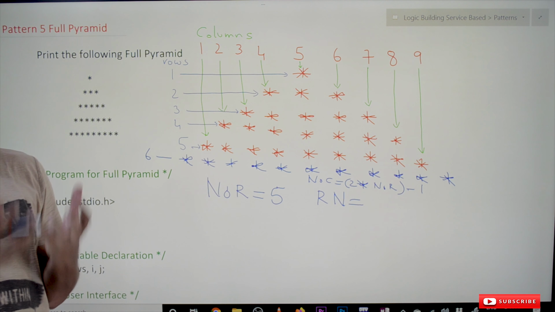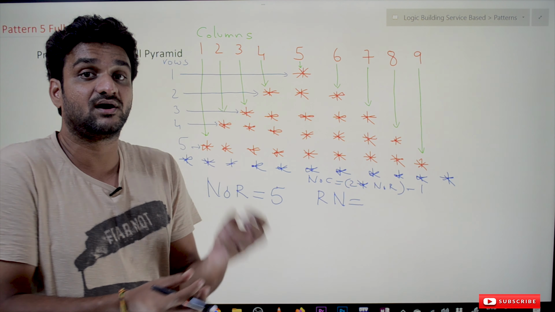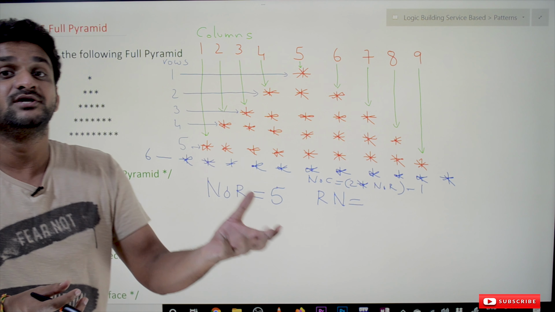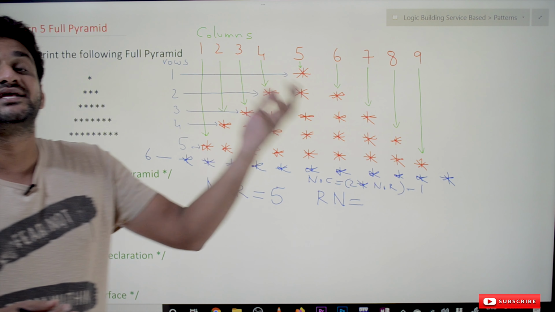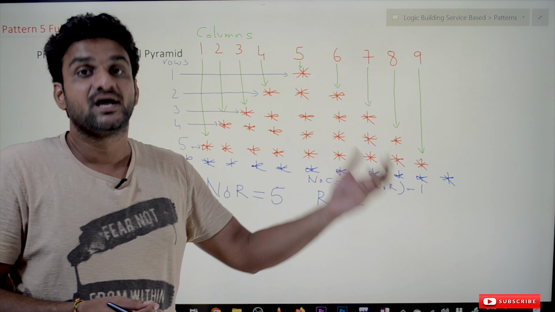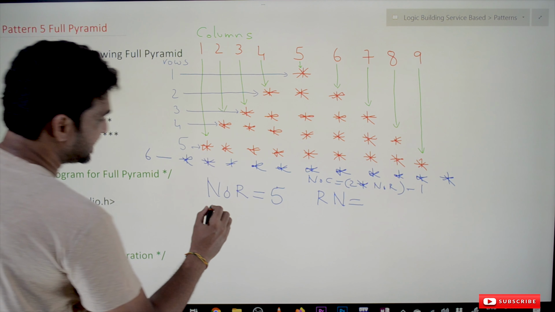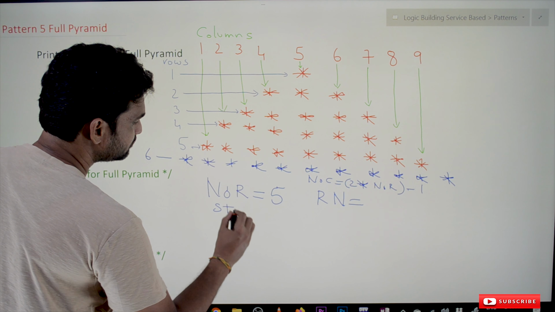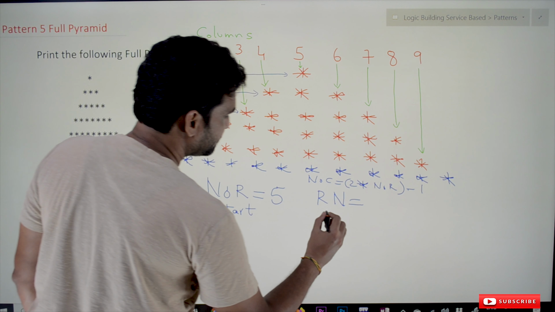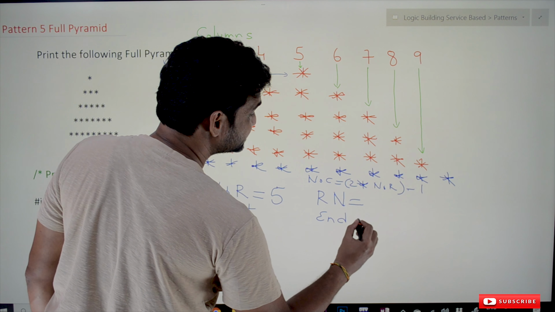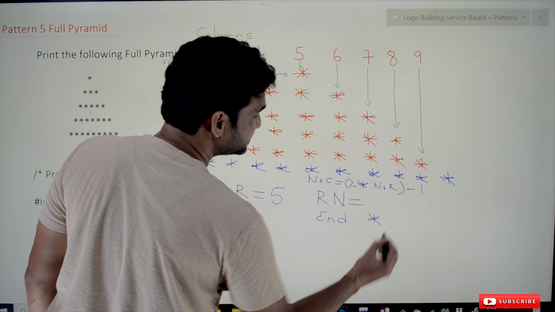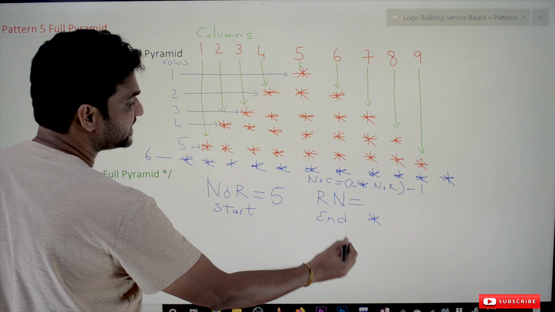Now we have to think of the formula or the mathematical formulation, so that it can be universally applicable. How to think of it? The formula is the start point and the end point to print stars. So in order to print stars, what is the start point? What is the end point?